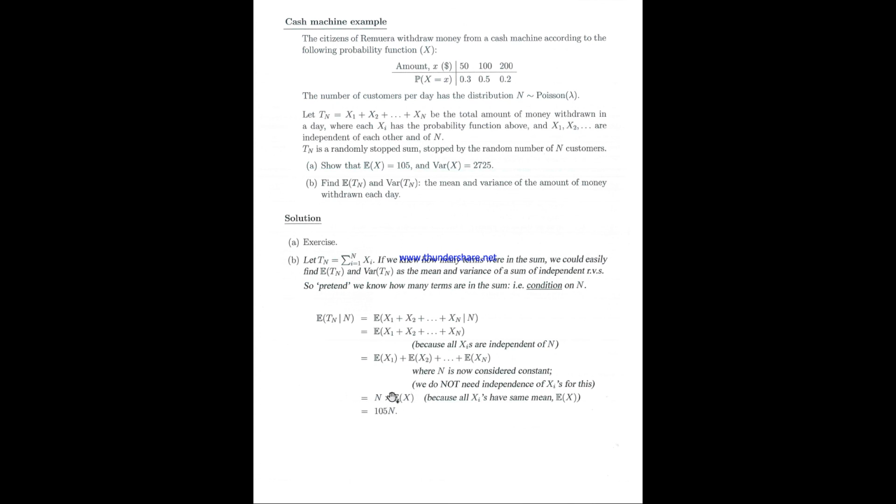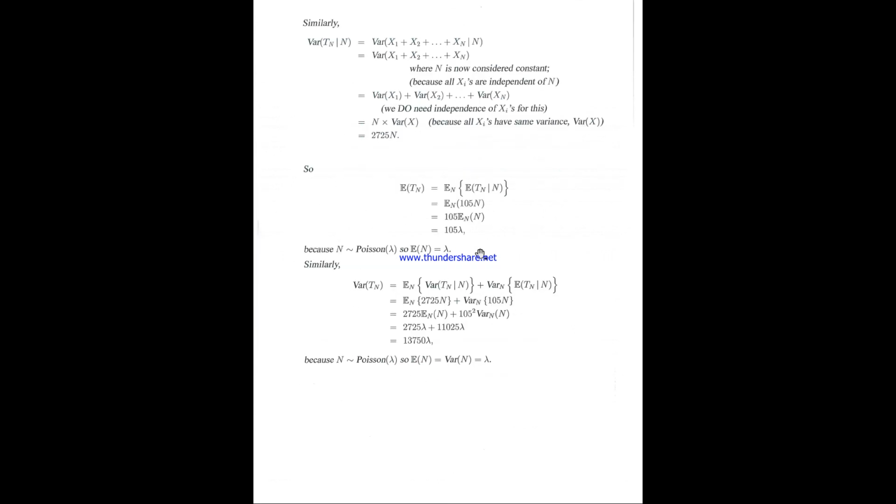The expected value of x we found, that is 105. So this is equal to 105 times n. So if you know the number of customers that have visited this ATM machine, in order to find the expected value, you can multiply that by capital N. Okay, so that gives you on average how much you have to load to your ATM machine for withdrawal.